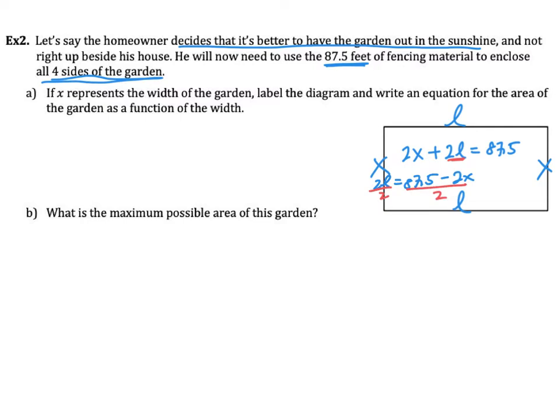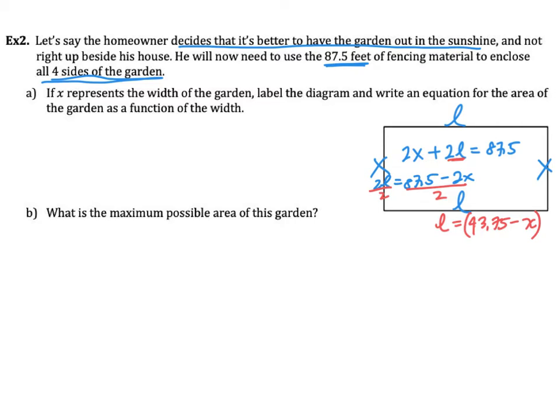So L equals 87.5 divided by 2 minus 2x divided by 2, which is just x, right? Or what we found out before was that 87.5 divided by 2 is 43.75. So this is now our x.